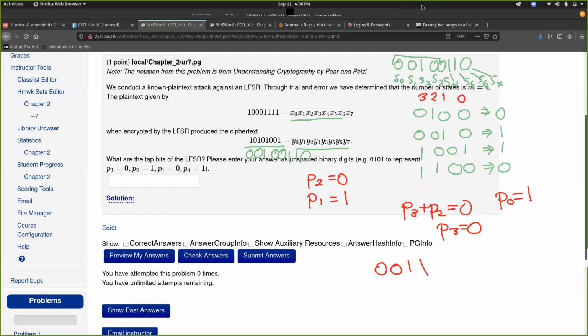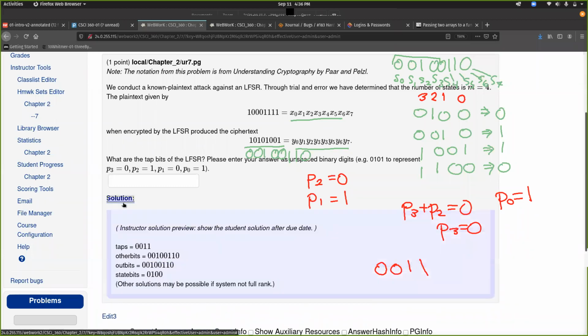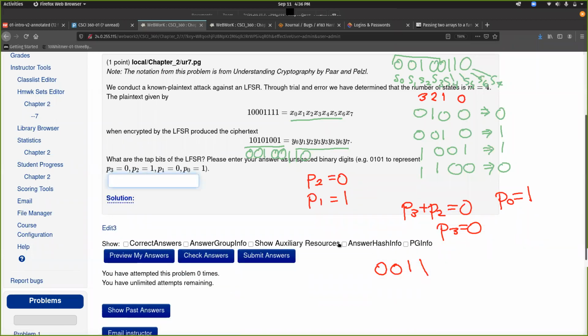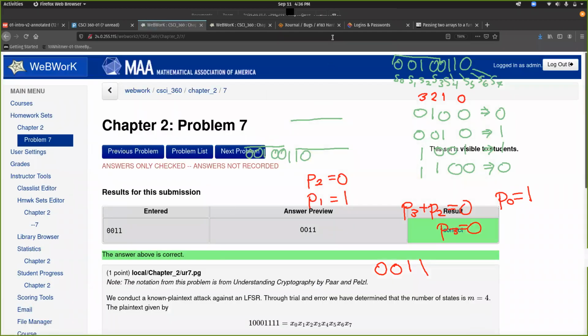Let's just check with the solution. Yes, okay. All right, so it's 0, 0, 1, 1, check answers, done. Okay, so I'm going to stop this.